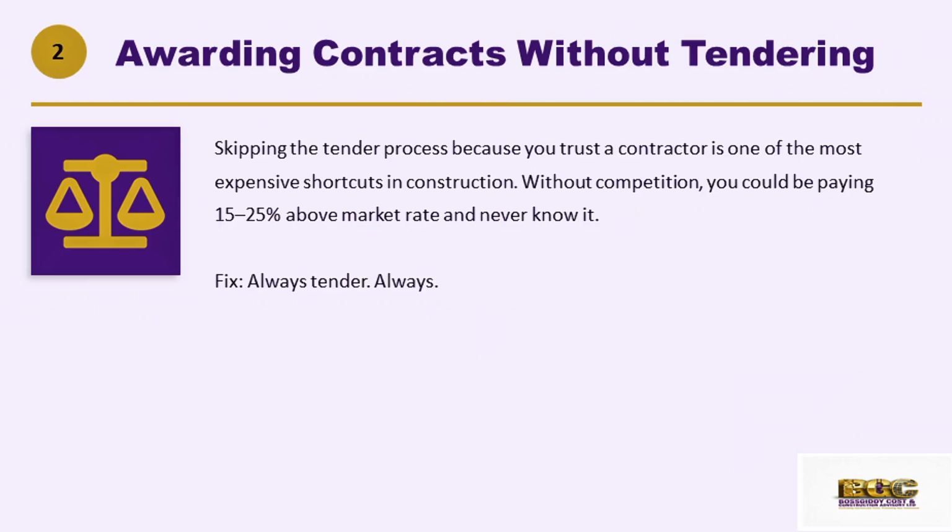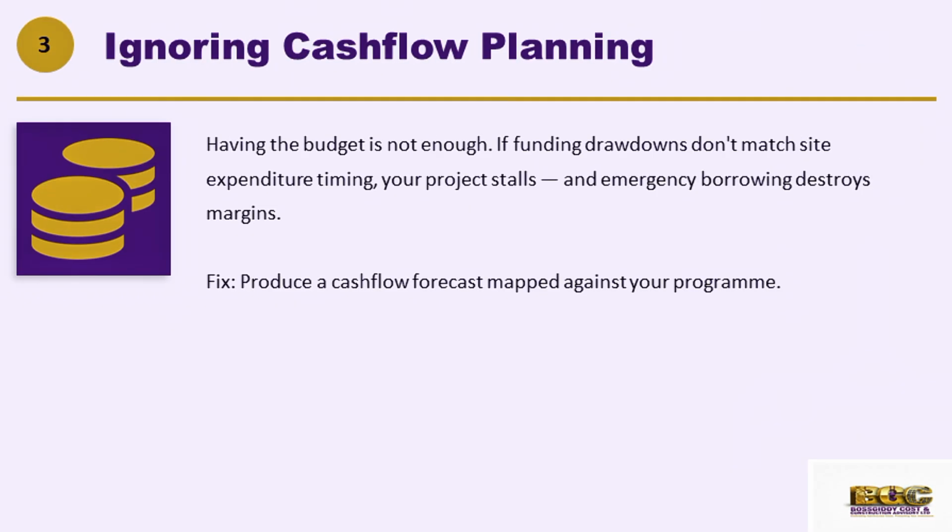A proper competitive tender with a documented bill of quantities ensures you get fair, comparable pricing and gives you negotiating power for your contract. The 3rd mistake is ignoring cash flow planning.